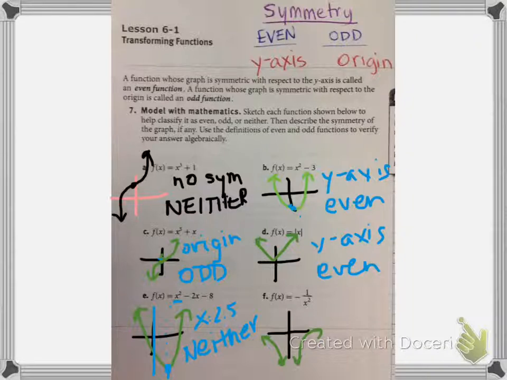On F, this is a rational squared, and so whenever you square your rational, you get your curves side by side, and because it's negative, it flips down to the bottom, and so I can see that I have the symmetry over the y-axis, which makes this an even function. Okay, so if you haven't already, make sure you get your notes or correct any mistakes that you might have made.